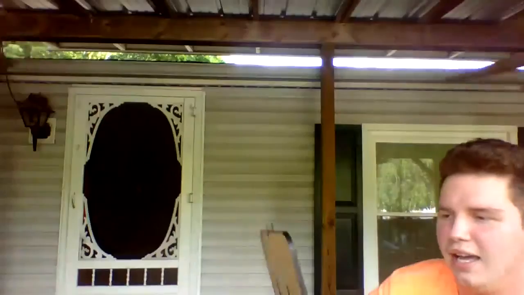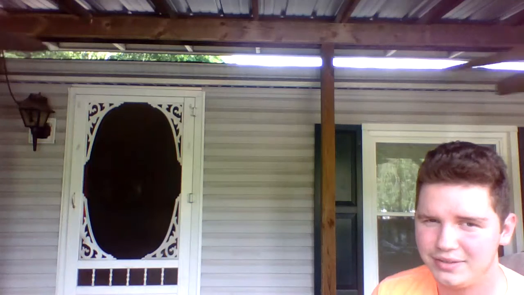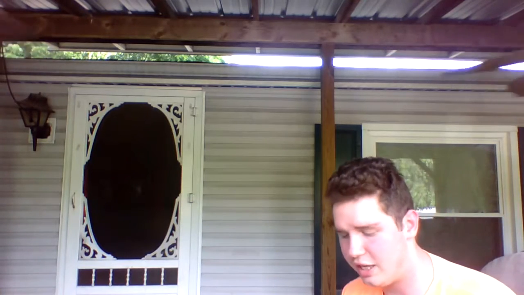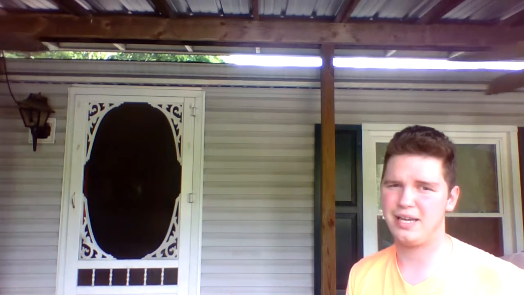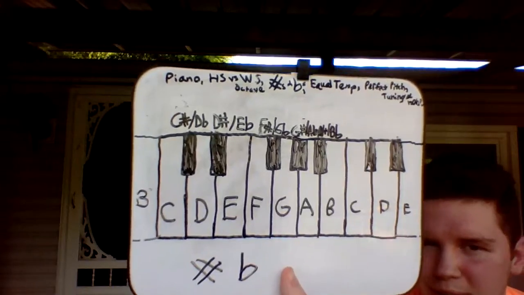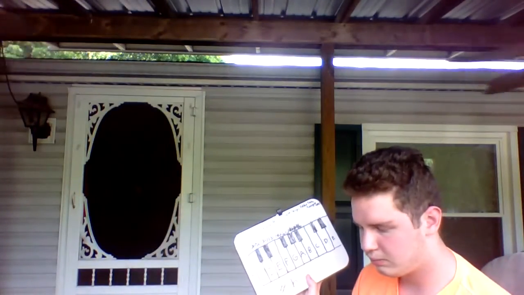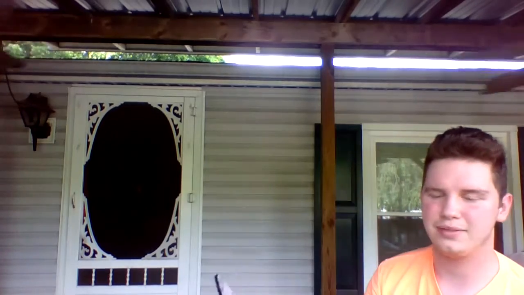And basically, in music, we have whole steps and half steps. A half step is when there is no key in between the two notes. So if you take the notes E and F here, there is no key in between E and F. That is a half step. E and F, it's a half step.